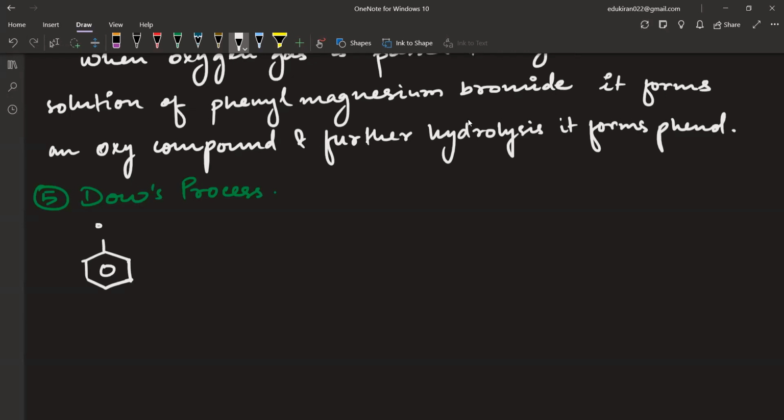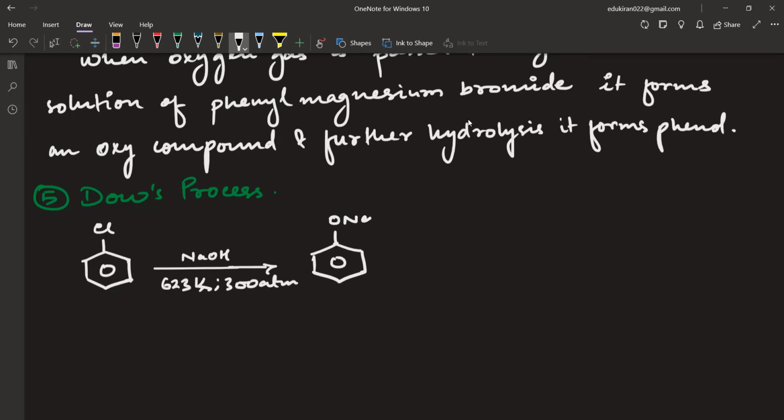We have chlorobenzene. The first step, what do we do? We add NaOH, 623 Kelvin temperature, and 300 atm pressure. We will get sodium phenoxide, ONa, because this is a basic condition. Then on further hydrolysis with HCl, we will get here OH, phenol. Okay, so they can directly ask you what is Dow's process.